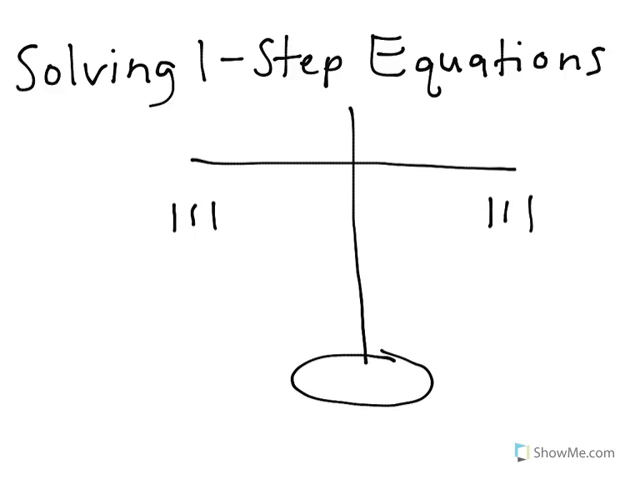If I take 1 away from this side, I too have to take 1 away from the other side so that those beams stay balanced. Let's look at some equations.